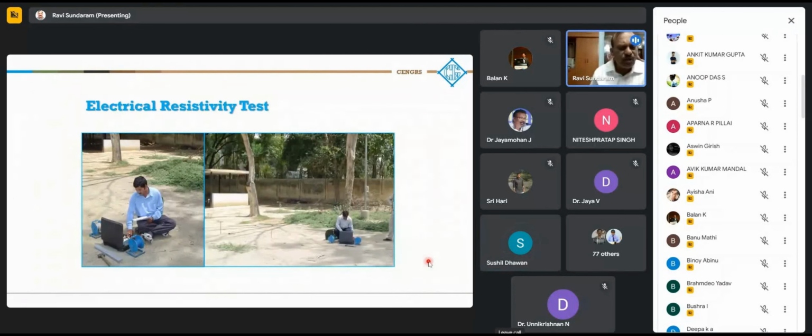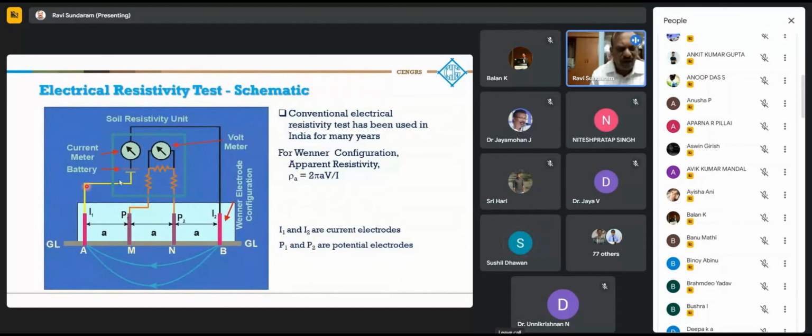I will go on to the geophysical tests. This is the electrical resistivity test. The standard Wenner configuration is used for doing the electrical resistivity test. This is the Wenner configuration. You have 4 electrodes being embedded into the ground. Also the Schlumberger configuration is used for groundwater surveys.